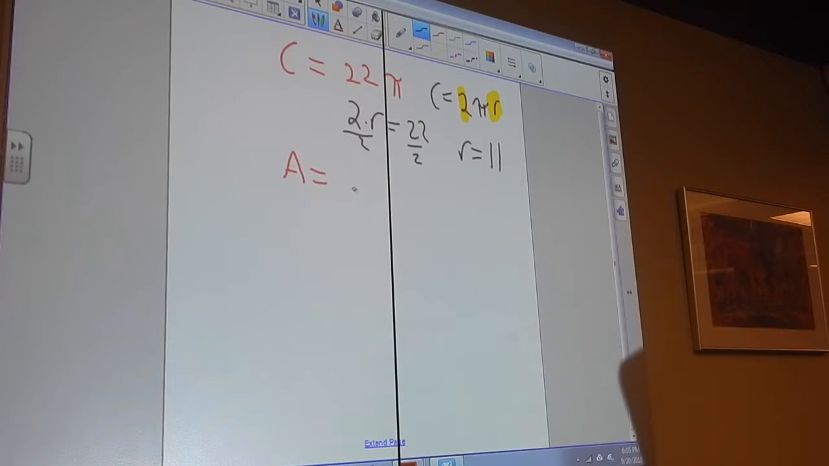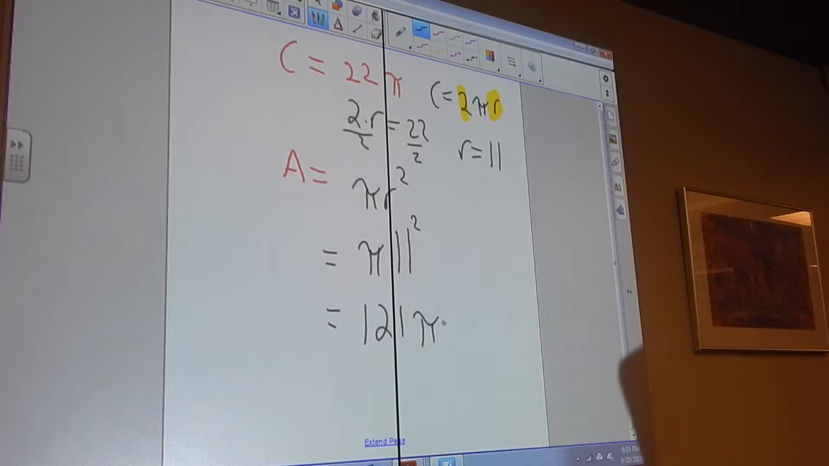Now from this point, what's my formula for area? Pi radius squared. So that's the same thing as pi times my radius, 11, squared. And what is 11 times 11? 121 pi. You don't have to memorize that. You've got good calculators for that. So it goes backwards and forwards in this.